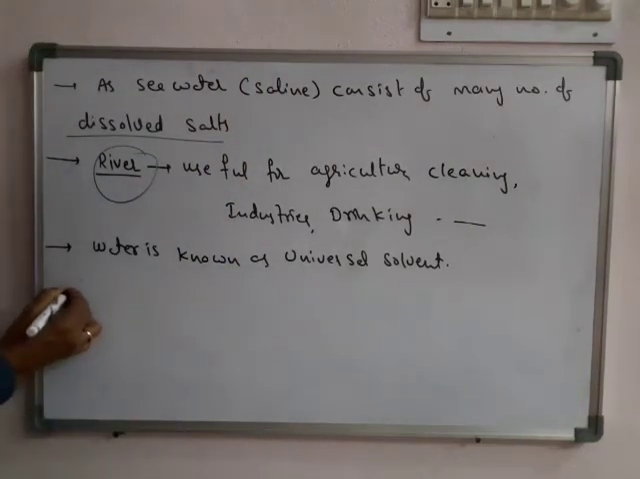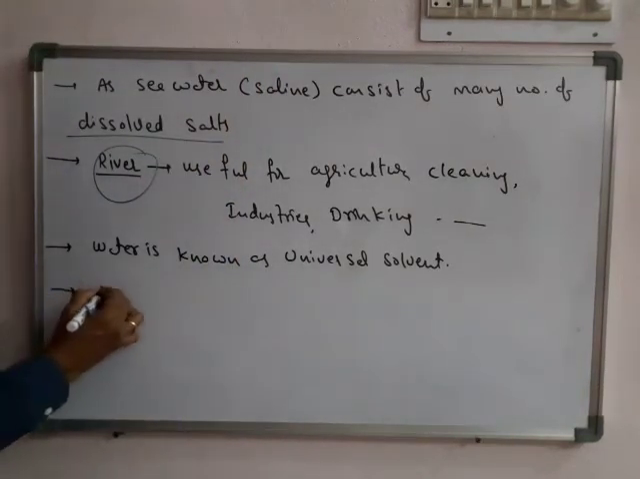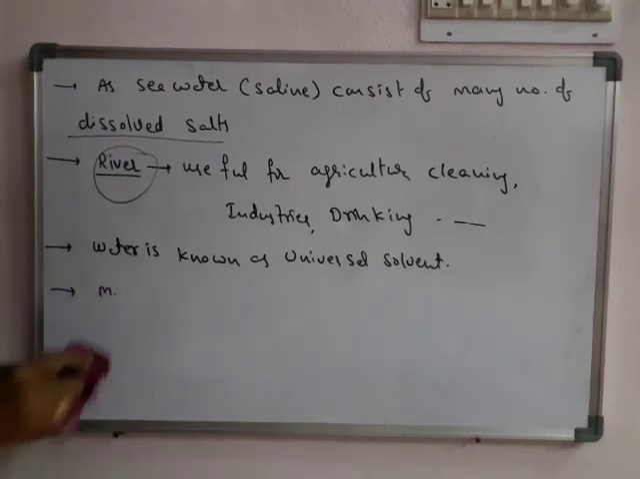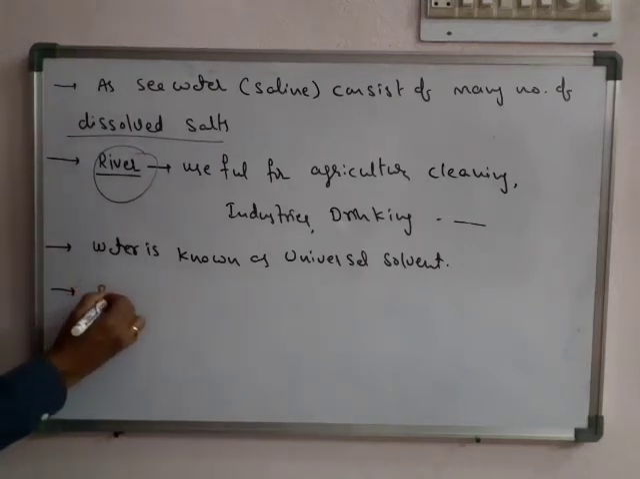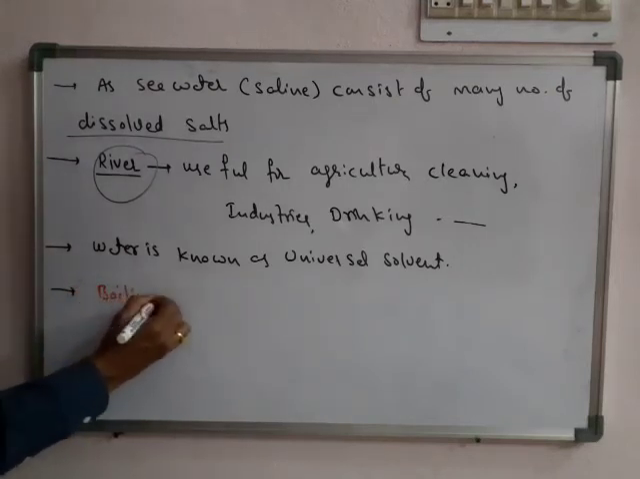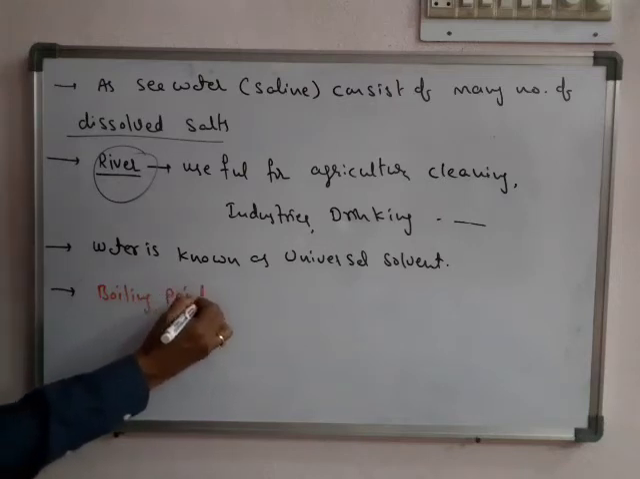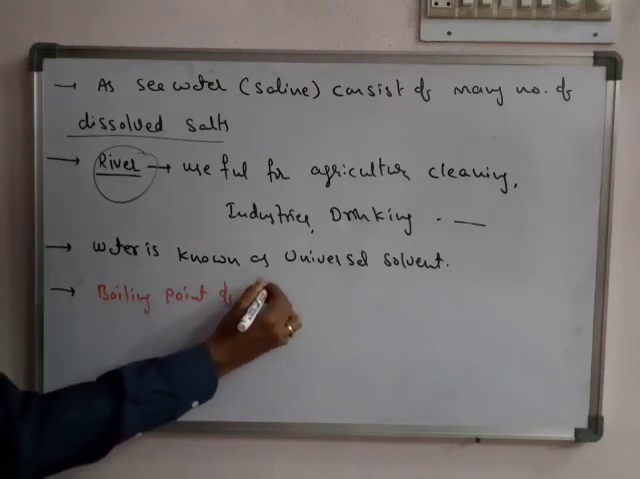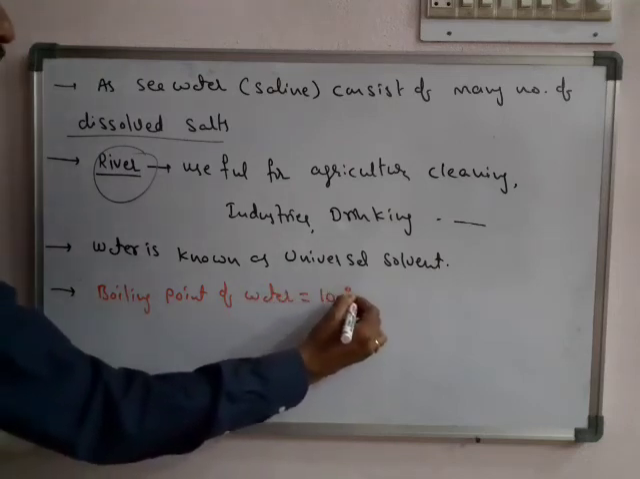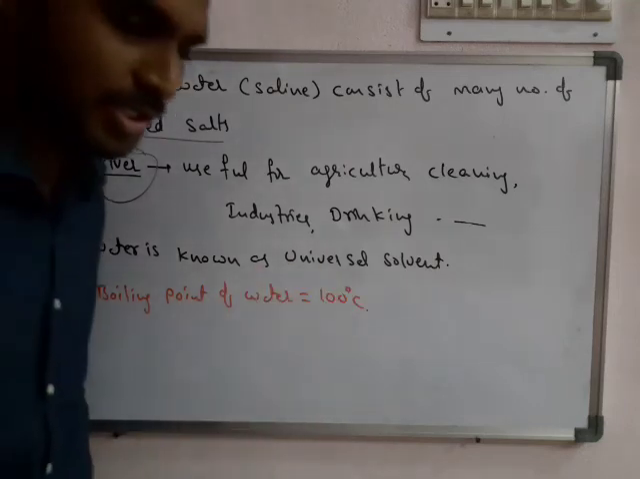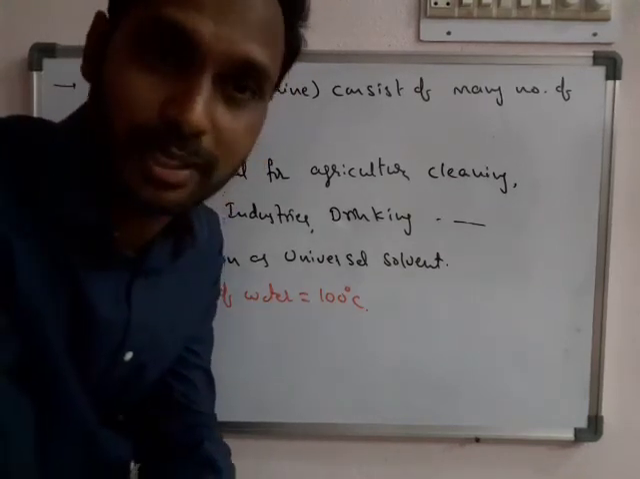Next, what is the boiling point of water? The boiling point of water is 100 degrees Celsius. 100 degrees Celsius means we know the temperature.